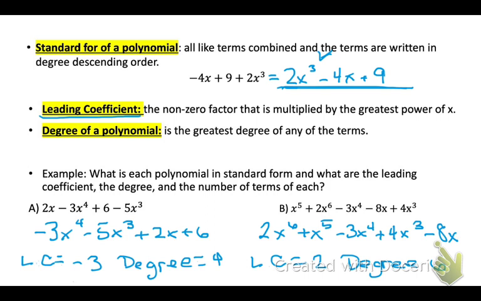How many terms are in B? 5, right? Terms are separated by addition and subtraction. Yes? All review of, like, what is the coefficient of x?